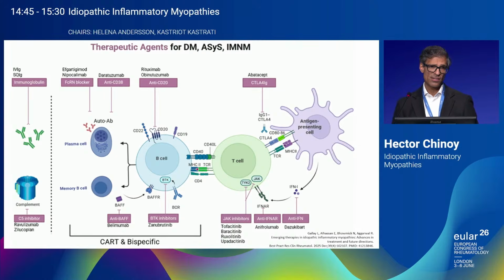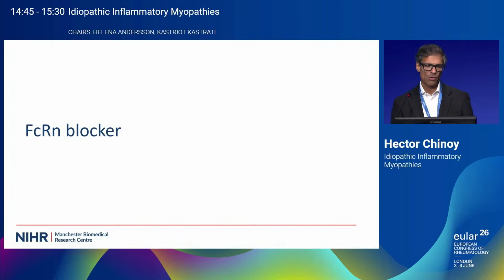Daratumumab, if you can access it, an anti-CD38. And the CD20s, our friend rituximab. And then at the bottom, there's other B-cell inhibitors, other approaches, including CAR-T and bispecifics. And then on the right, the co-stimulatory blocking of CTLA-4 Ig, abatacept, and then interferon-based drugs. So let's quickly just go through these.